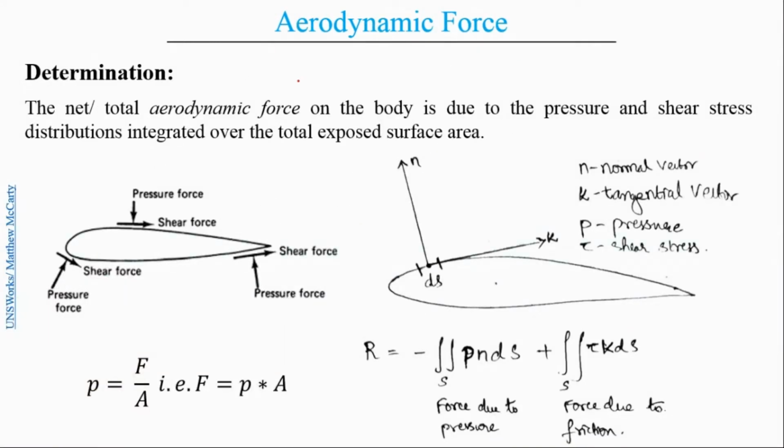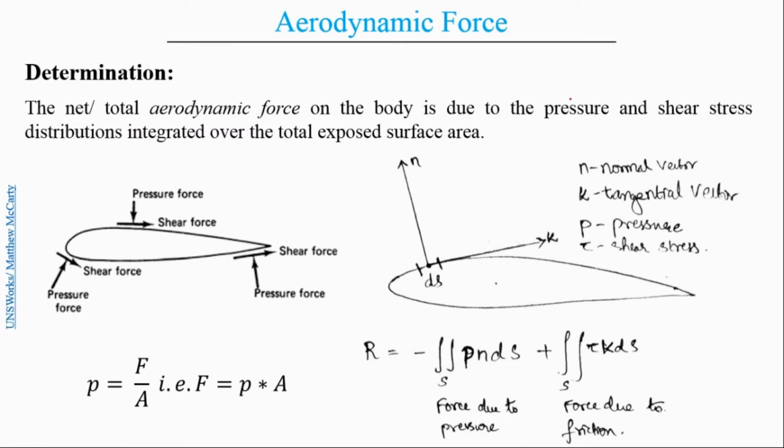Now, how do we determine it? So how do we determine an aerodynamic force? If we require an aerodynamic force, the total aerodynamic force can simply be attained as a summation of the pressure and shear stress distribution, or force distribution, integrated all over the total exposed area. This total exposed area is nothing but the wetted area. That is, wherever the air is in contact with the surface, it is known as the wetted area.